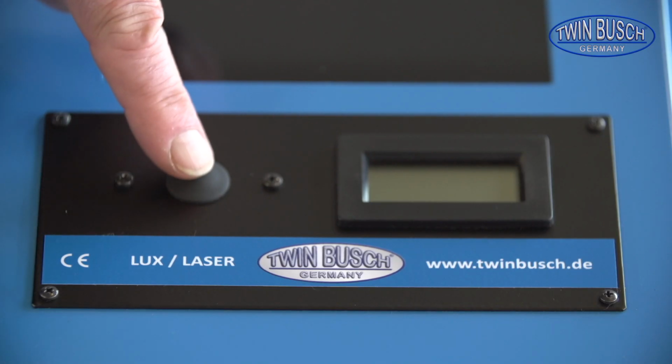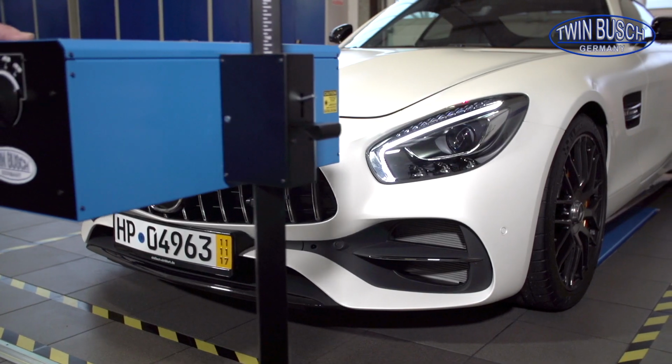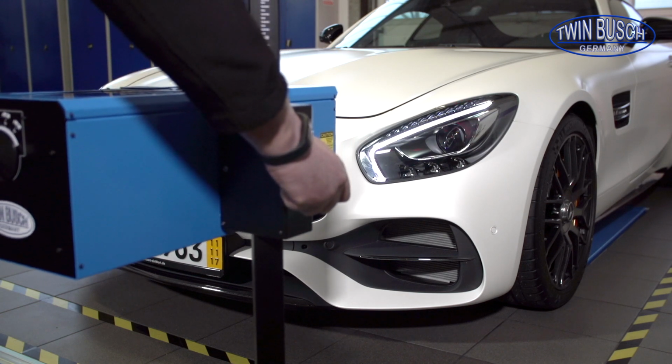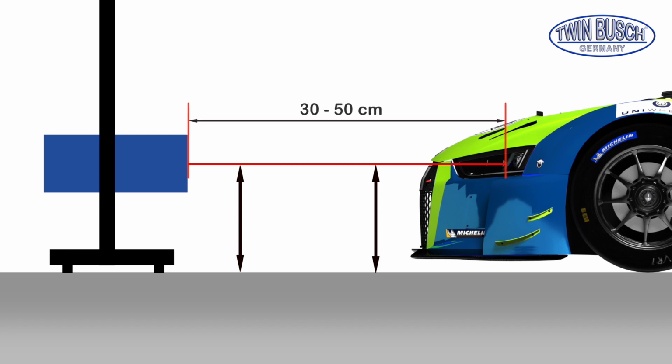Now position the headlight adjustment device in front of the headlight using the targeting laser. By using the laser, the adjustment device can be positioned in front of the headlight very precisely. A highly precise measurement recording is thus possible. At this point, it must also be mentioned that the distance between the headlight adjustment device and the headlight must be between 30 and 50 centimeters.